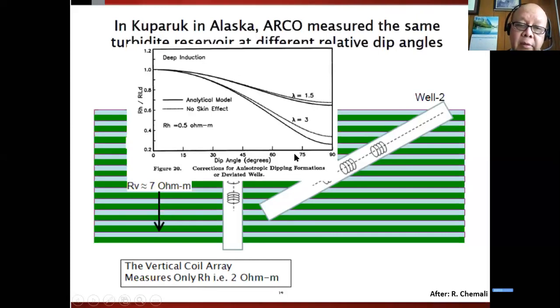Here is the dip angle, and here is the horizontal resistivity divided by the measured induction resistivity. So the actual induction resistivity is here, and the RH, which is the true resistivity of the horizontal bed. So when we are in a vertical well with no dip and formations are also flat, the ratio is about 1. And as we start to increase the dip angle, we start to see the decrease in the measurement of the RH. And then we see that the anisotropy also increases.